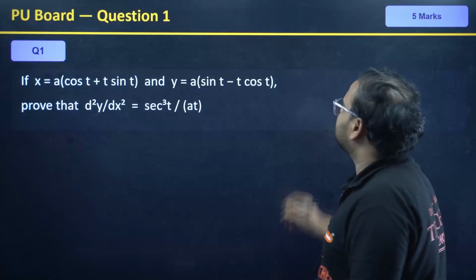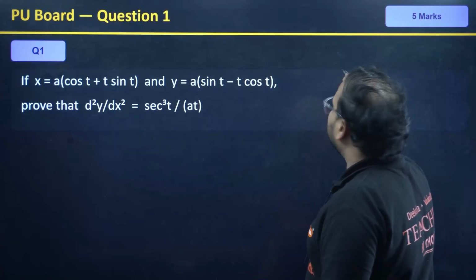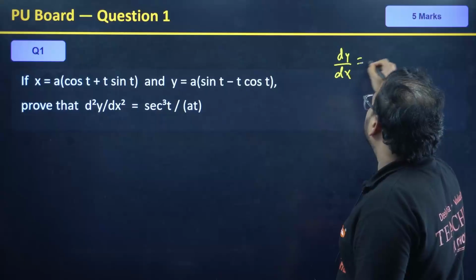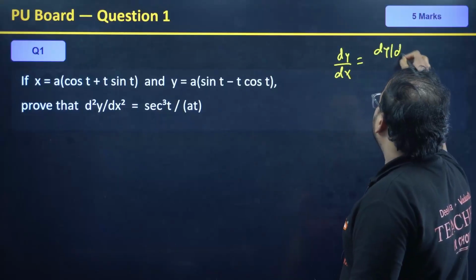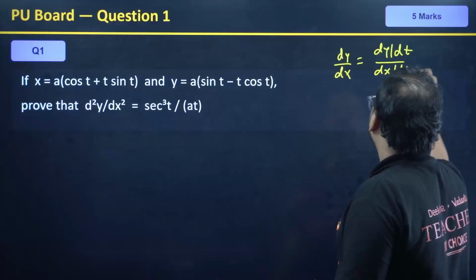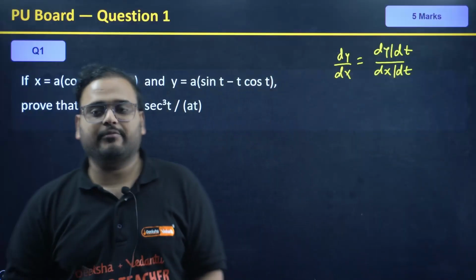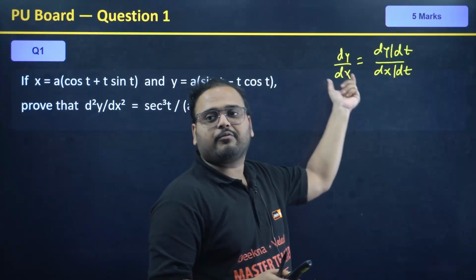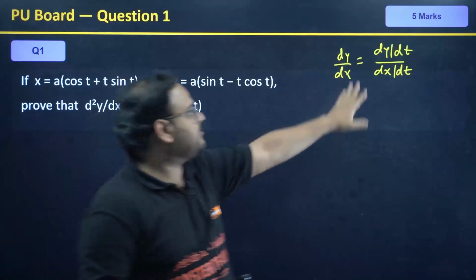How do you find it? So let's start from finding. To find this, we have to find what value? dy by dx. How to find that? dy by dt upon dx by dt. To find the first derivative, we have to use the parametric form. Then only after finding this value, we have to find the derivative of this part, right? So let's find this first.